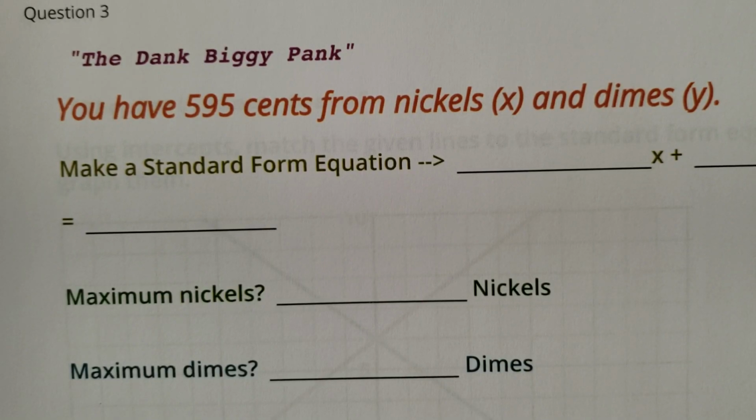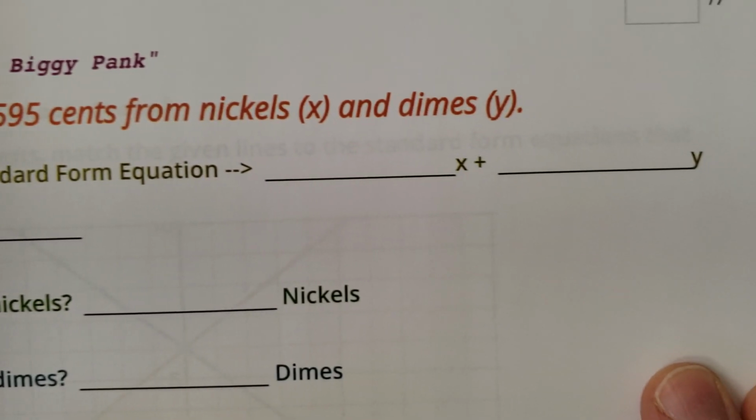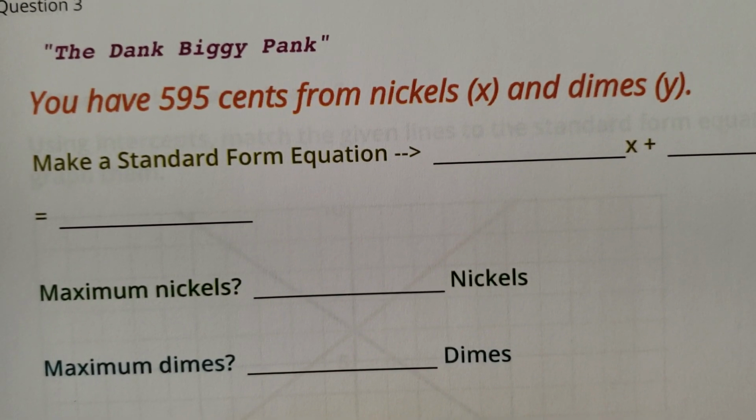Hello, students. Let's do the Dank Piggy Bank. Here we go. You have 595 cents from nickels and dimes. Make a standard form equation. Okay, we can do that. I don't know why the blanks are so large. I'll go ahead and write it here.